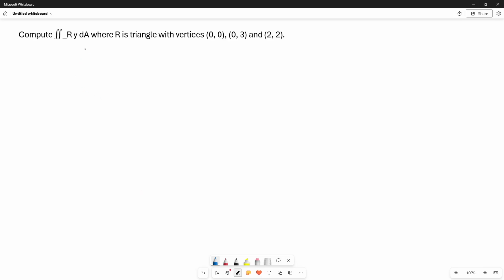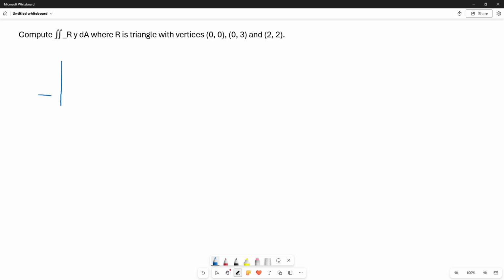Compute the double integral over the region R of the function y dA, where dA is the area element of the region R, and R is the triangular region with vertices (0, 0), (0, 3), and (2, 2). So let's see if we can describe this region using some functions.